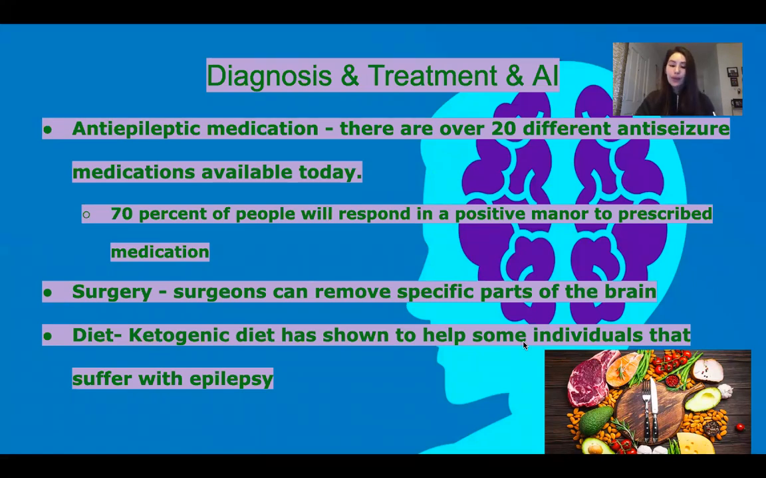Okay, diagnosis and treatment. Epileptic medication is very broad, and there's quite a bit. There are over 20 different types of medications available today for patients that suffer with epilepsy, and 70% of them will respond very well. In rare cases, there is surgery where the surgeon can remove a specific part of the brain, like what you were talking about earlier. And there is thought that a ketogenic diet has been shown to help some individuals with epilepsy. So a high fat, low carb, and low sugar diet would benefit patients with epilepsy.